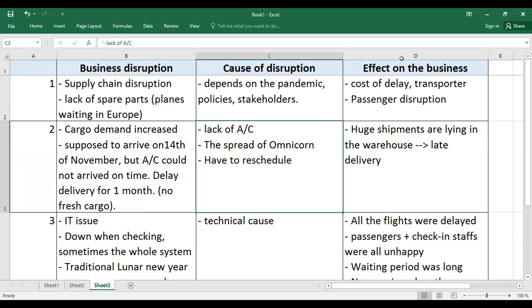Here it is. Okay. So we had a few examples. There was a supply chain disruption, lack of spare parts was the example. And the cause was pandemic, effect on stakeholders, and the impact on the business was cost and potentially passenger disruption. The supply chain is really important because, of course, an airline relies on a lot of suppliers. So the same thinking about spare parts can be extended to a range of other supplies.